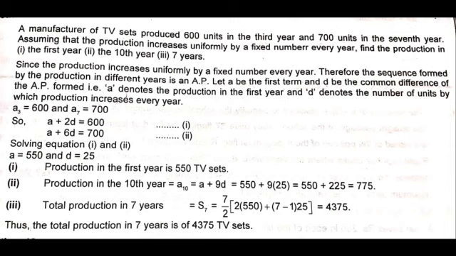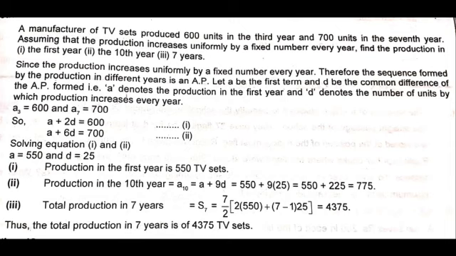So according to the question, we have A3, that is 600 units in the third year, A3 is equal to 600, and A7 is equal to 700. So this implies A plus 2D is equal to 600, which I have assumed here as equation 1. A plus 6D is equal to 700, assumed as equation 2. Solving 1 and 2, we have A is equal to 550 and D is equal to 25.